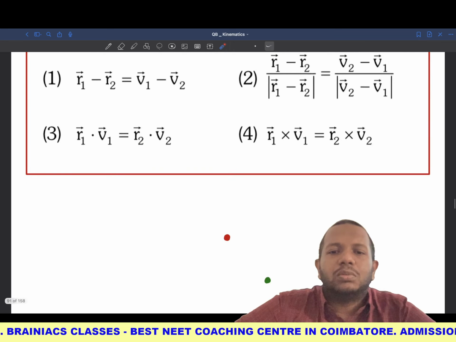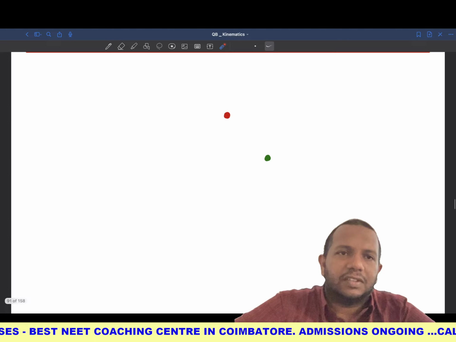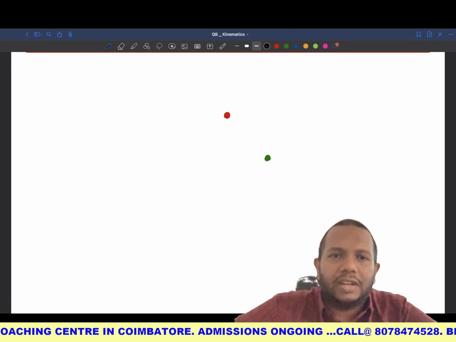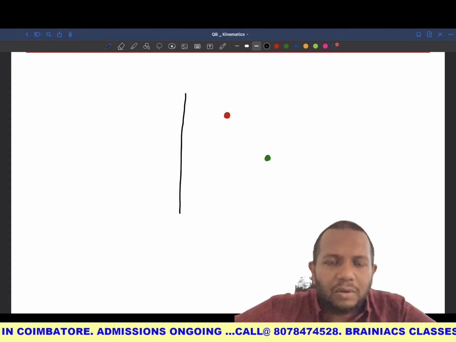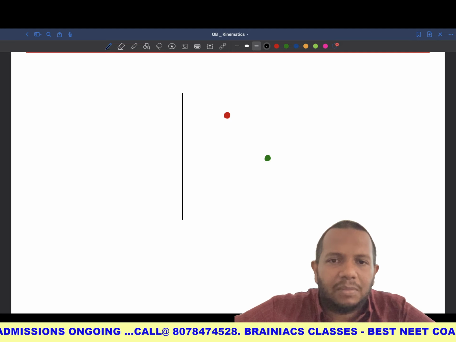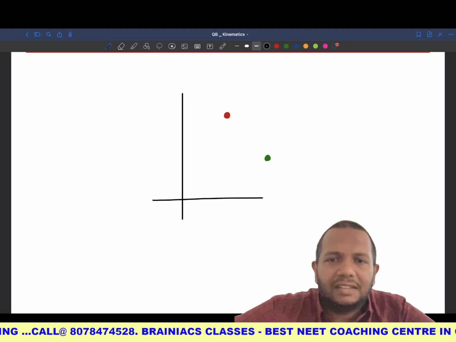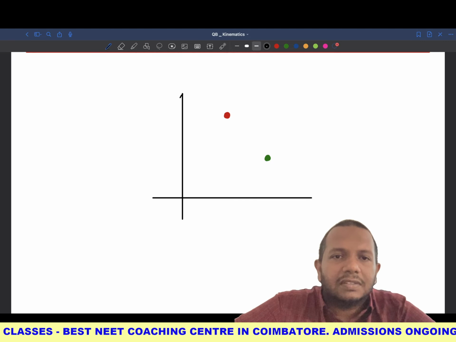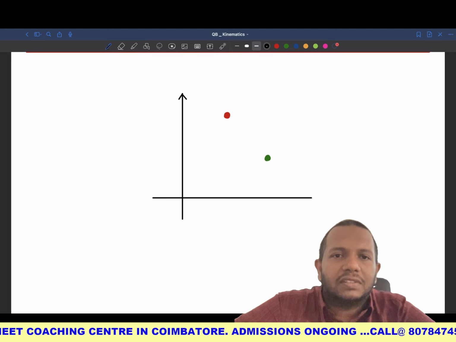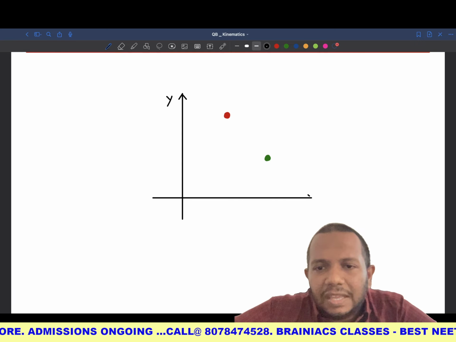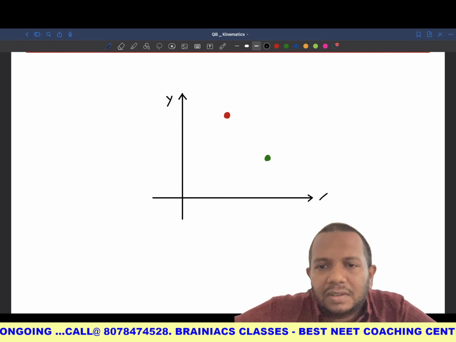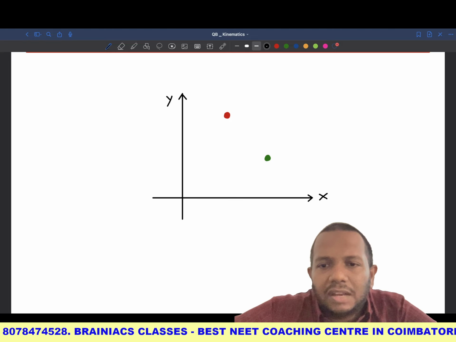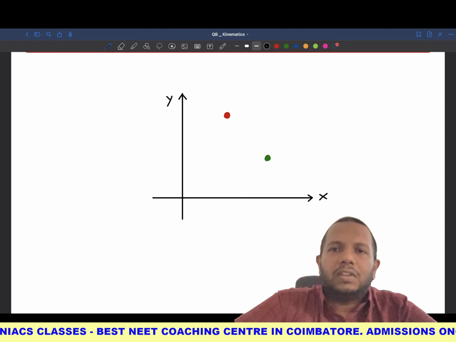So I am going to locate these with a coordinate system. That is the reason why I am using a coordinate system here. To draw the coordinate system, I am drawing the y-axis and let this be my x-axis. Clear? I hope it is very clear, you know these things. This is my y-axis and this is my x-axis. Now let me draw the position vectors.